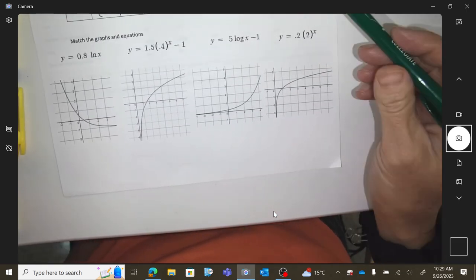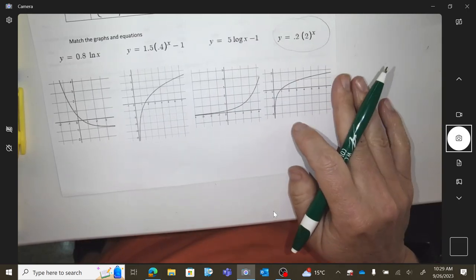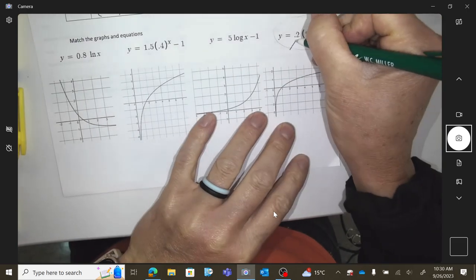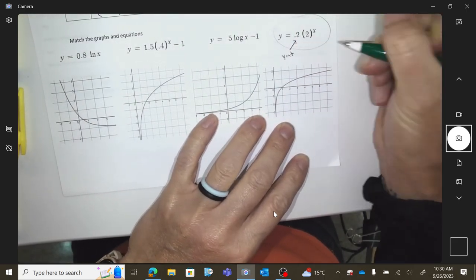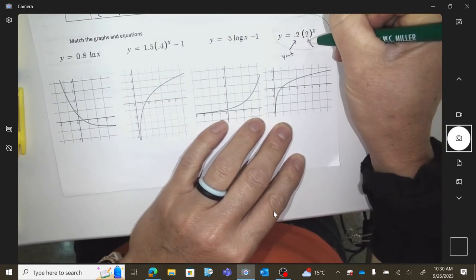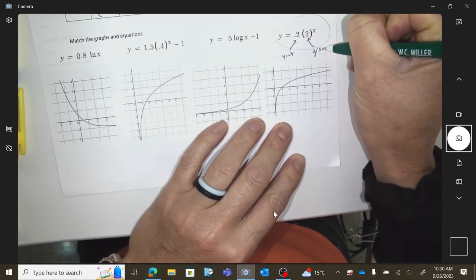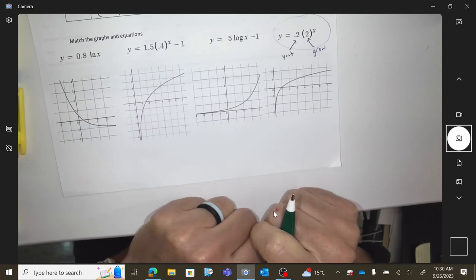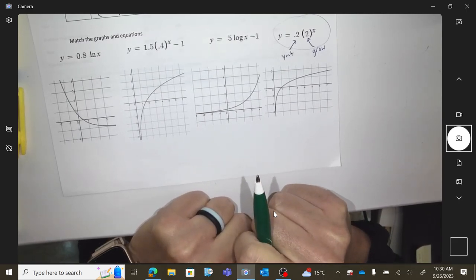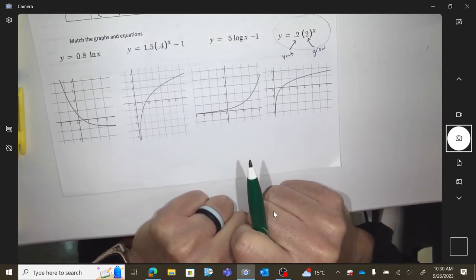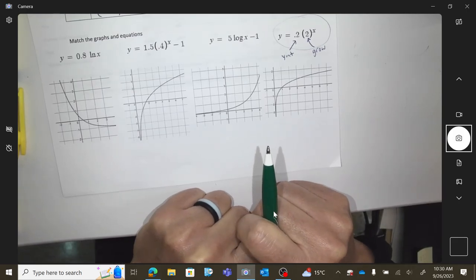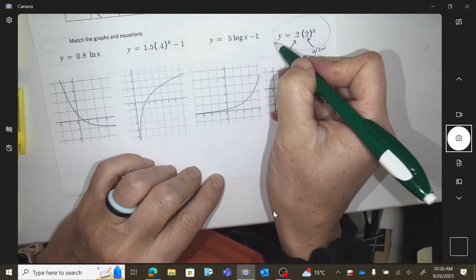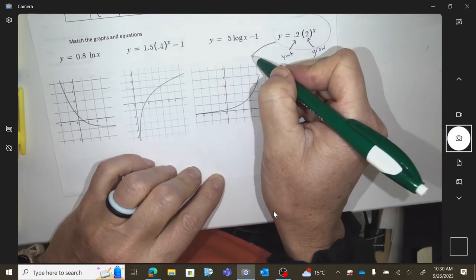Okay, let's start with this one. This is a pretty basic one. There was no shifting on it. We need a y-intercept of 0.2, and we need to grow. We need to double. A y-intercept of 0.2, and we need to grow. So that would match... The third one, did you pick?